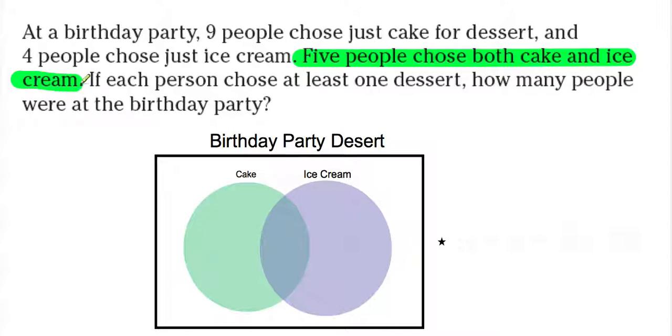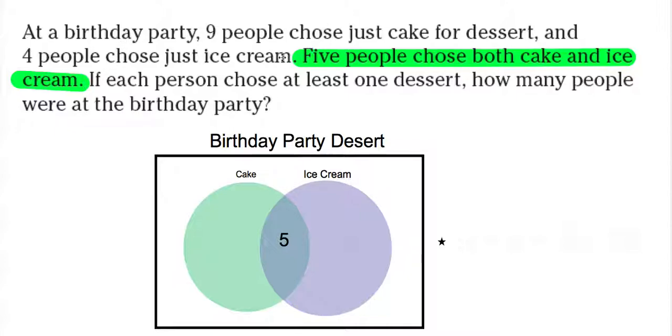Okay, so where will we put the number 5? We put the number 5 where the two circles intersect. Again, this is our Venn diagram, our rectangle, birthday party dessert. The two circles will represent our two desserts, cake and ice cream, and the number 5 will be in the middle of the two. Okay, and then let's move on. Let's start moving up. If you notice, I started from the bottom information, and then I move up.